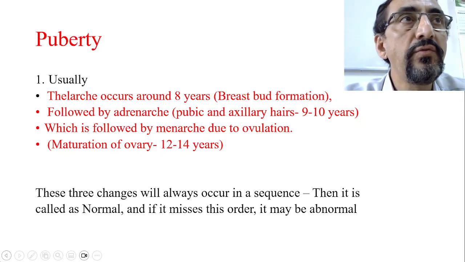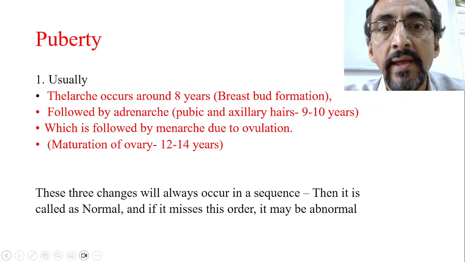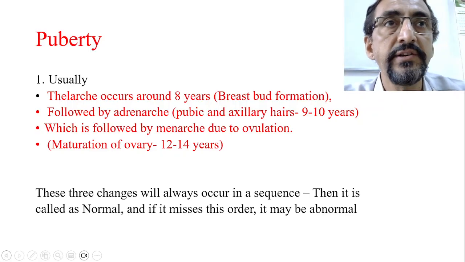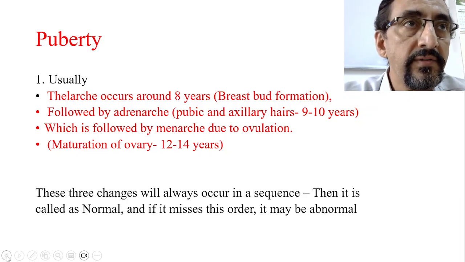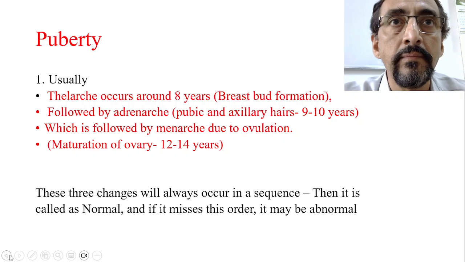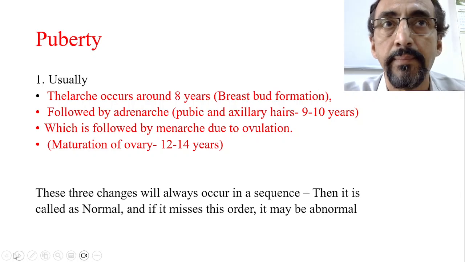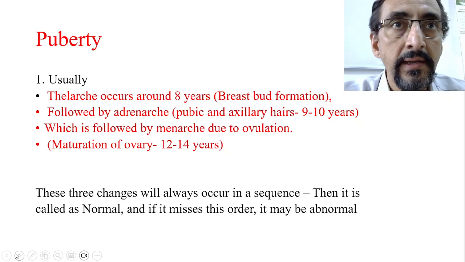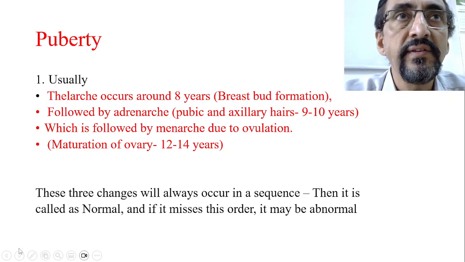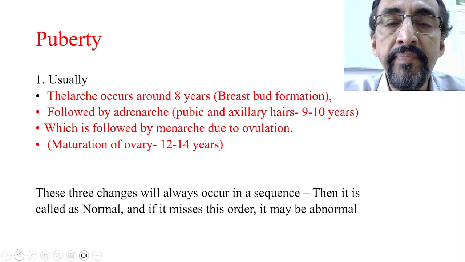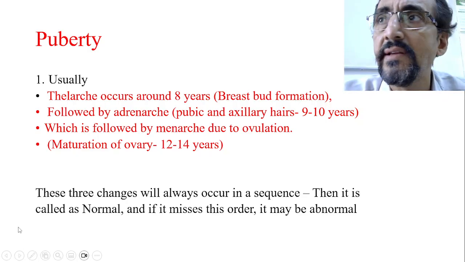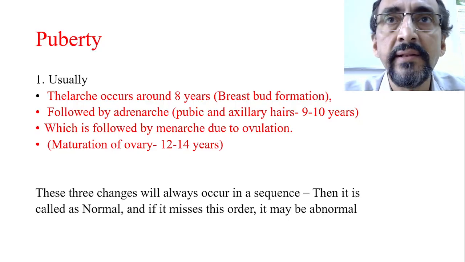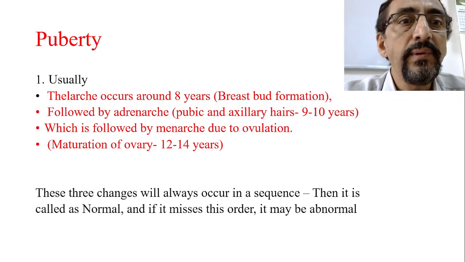Now telarche occurs usually around the age of 8 years, and this is the breast bud formation. That means the breast bud is now formed, molded to form the shape of the nipple and just elevated from the rest of the breast tissue. So this is considered the first stage of puberty. Usually it starts by 8 to 9 years, when the child is maybe in the 3rd class or 4th standard. Now this will be followed by adrenarche.